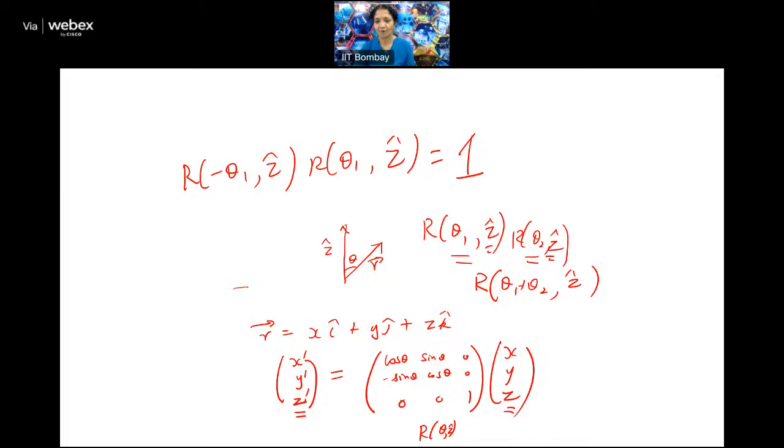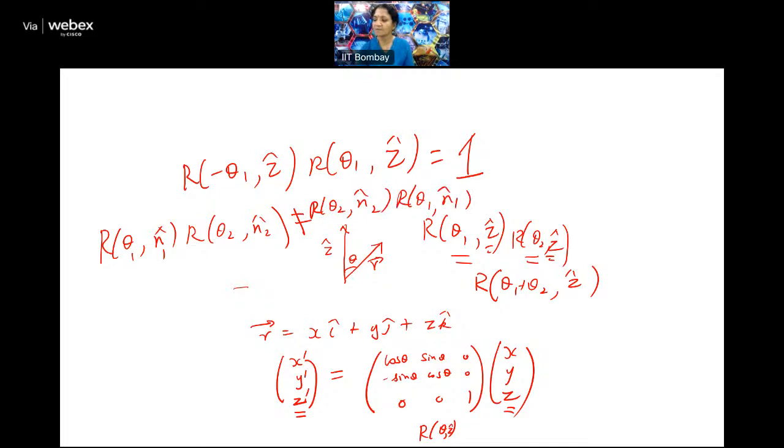Rotation groups are non-abelian groups because R of theta 1, n1 hat, R of theta 2, n2 hat, is not the same as the reverse order. Okay. So this is the property that the sequence of rotations matters. If it is an arbitrary axis, but if it is the same axis, if n1 is equal to n2, then it will be equal. Okay. Any other question?